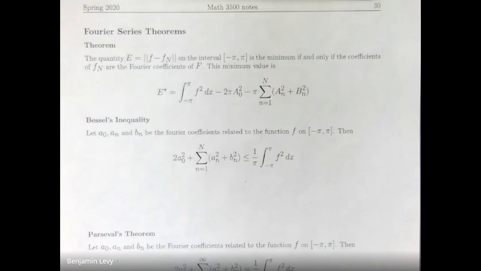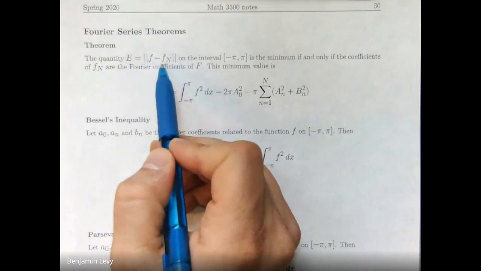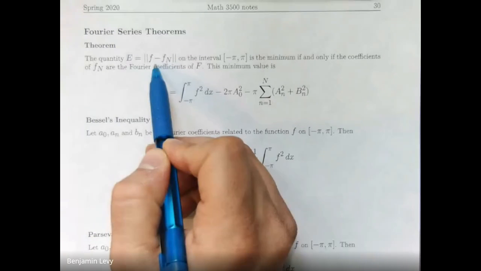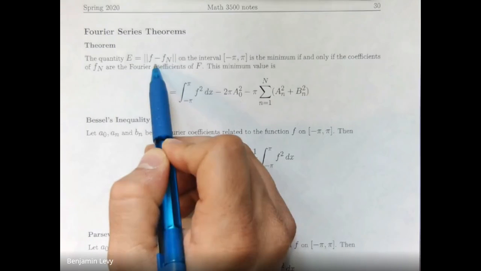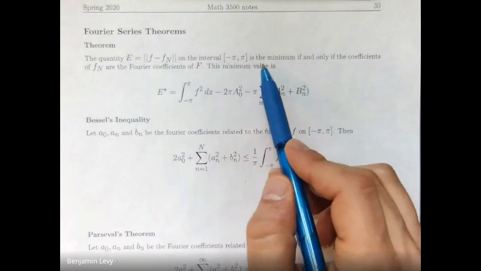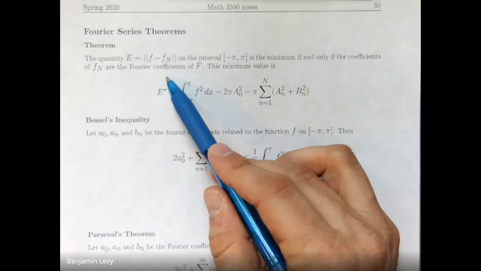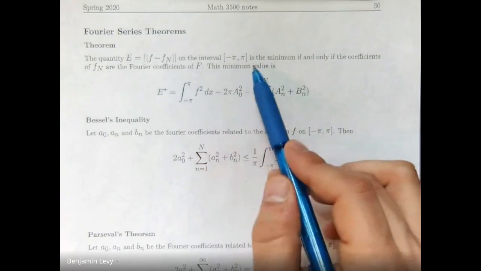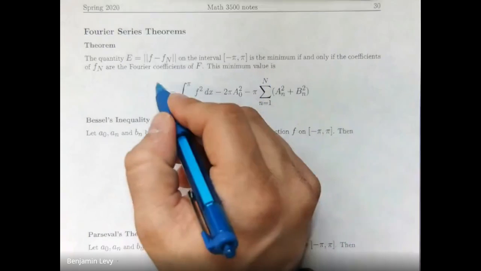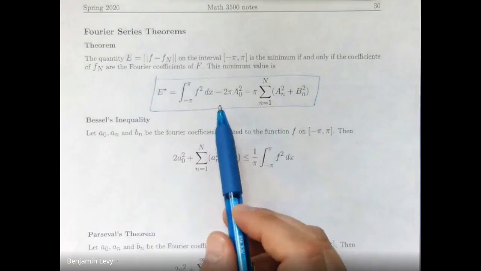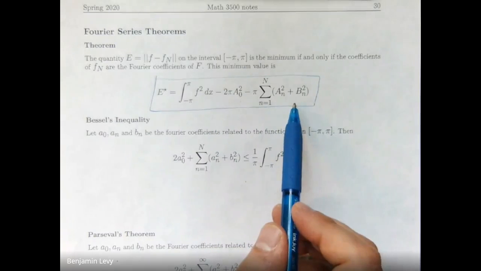So this final page here, or almost final page, is just talking about a couple theorems related to these things. This first one is showing us the quantity E again, right? So this is the error again, which is the difference between the function and the approximation. It says it's going to be the minimum if and only if the coefficients are the Fourier coefficients. That's what we just showed. And moreover, the actual minimum value is given by this thing right here.